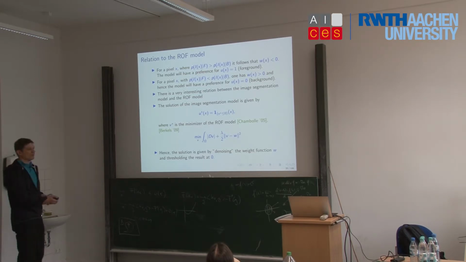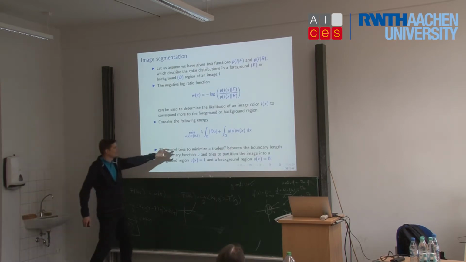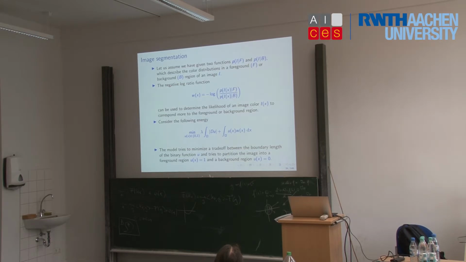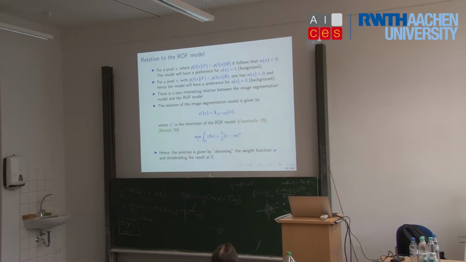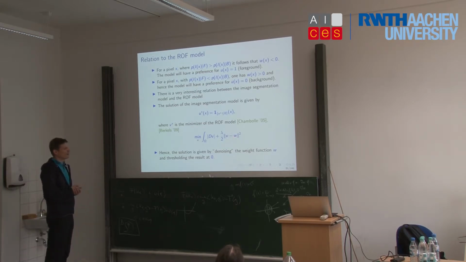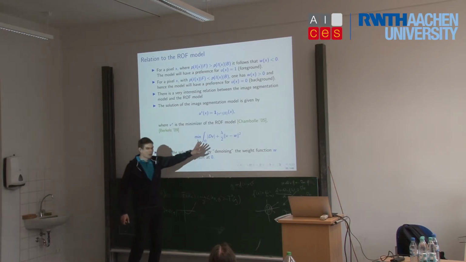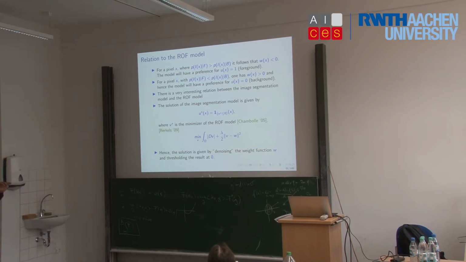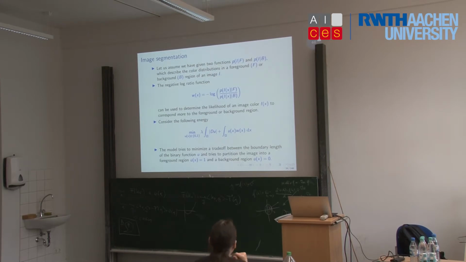Something that is still disturbing us here is the condition that the image pixels should be binary, either 0 or 1. But it turns out that we can make use of the ROF model to solve exactly this problem. This is work of Chambolle in 2005, and Benjamin also did some work with a slightly different model, but based on a similar idea. It is the following: you take the W function, which is this log ratio, and consider it as a noisy image. You apply the ROF model, denoise this function, and then you threshold it at 0. Thresholding at 0 gives you a foreground and a background region, and this is exactly the minimizer of this problem here.